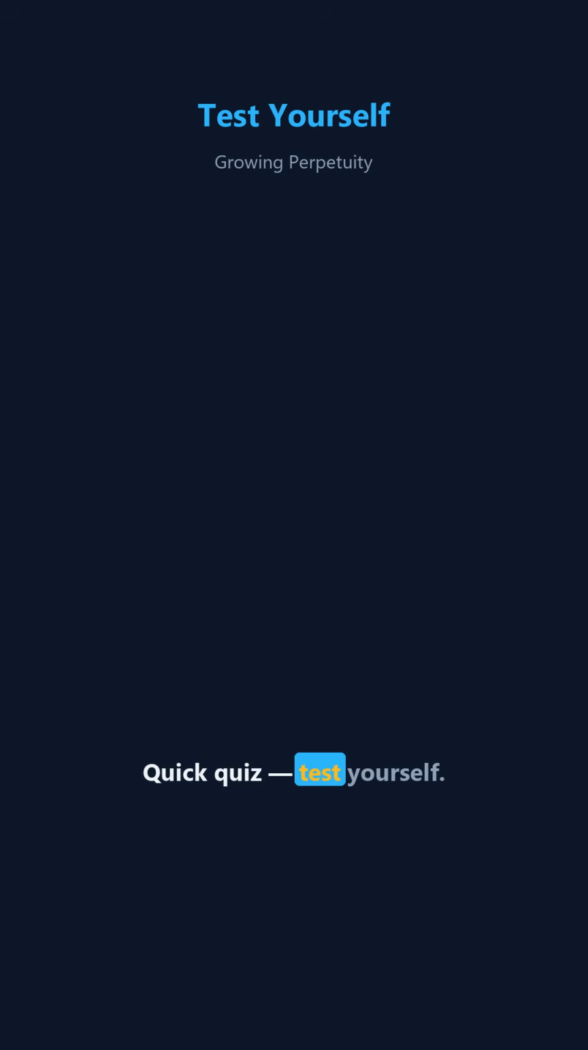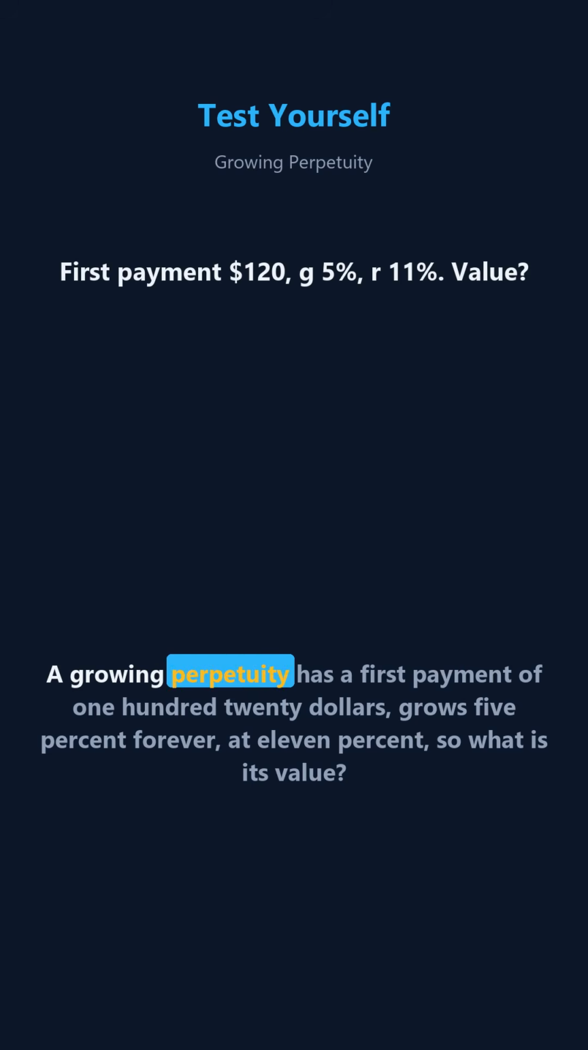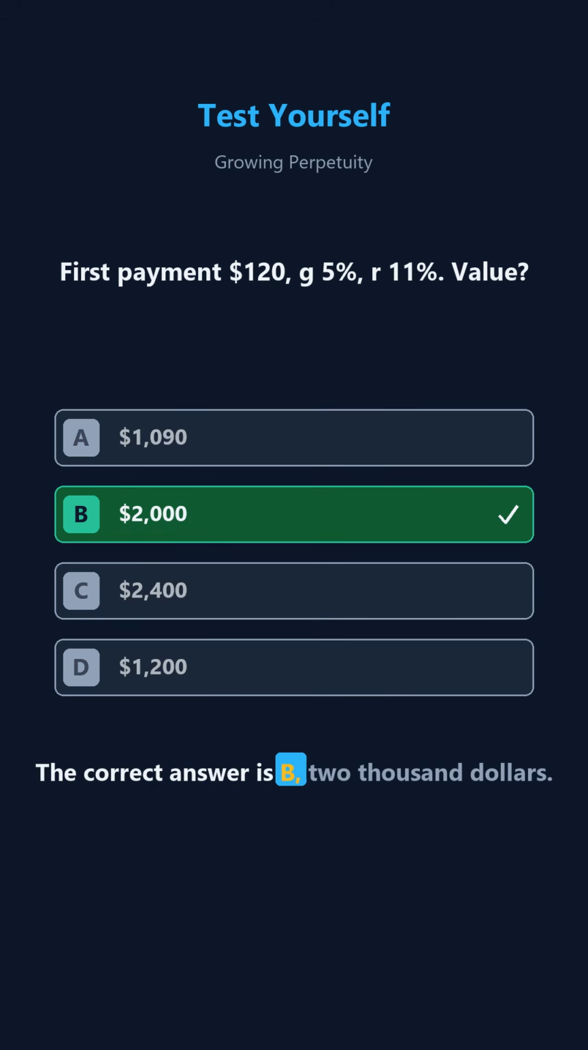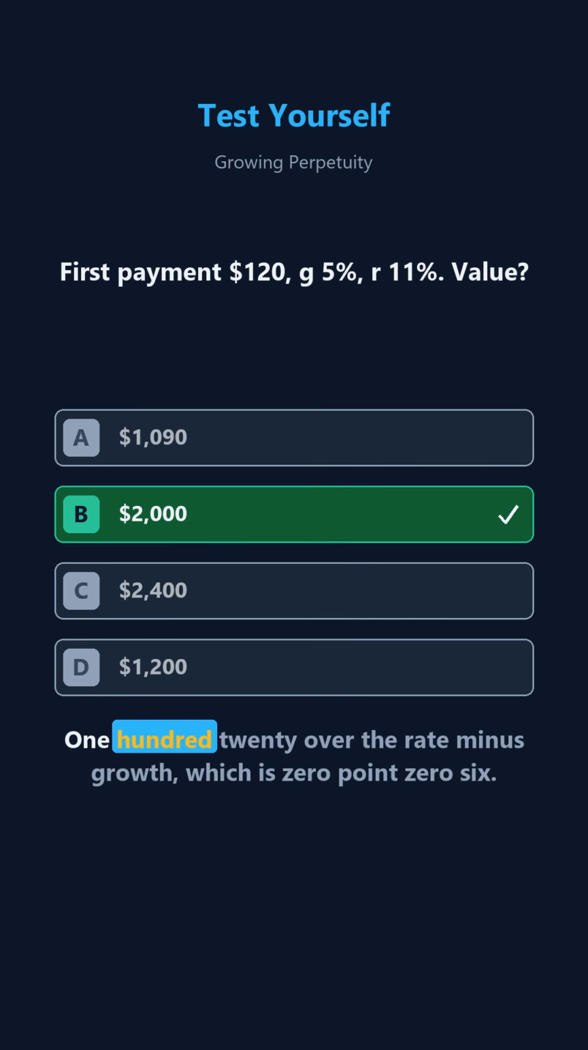Quick quiz, test yourself. A growing perpetuity has a first payment of $120, grows 5% forever at 11%, so what is its value? Here are your 4 options. Pause the video and solve it now. The correct answer is B, $2,000. 120 over the rate minus growth, which is 0.06.